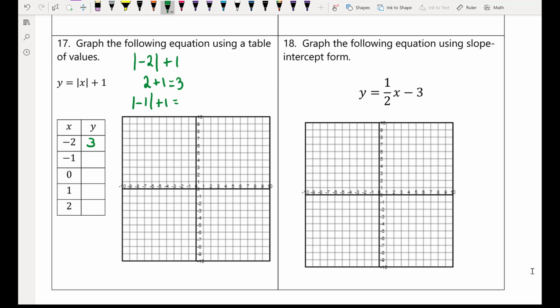So -1 absolute value is +1, plus 1 is 2. Absolute value of 0 is 0, plus 1 is 1. Absolute value of 1 is 1, plus 1 is 2. And absolute value of 2 plus 1 is 3. And so at 0, we're at 1, and then we've got this V-shape.